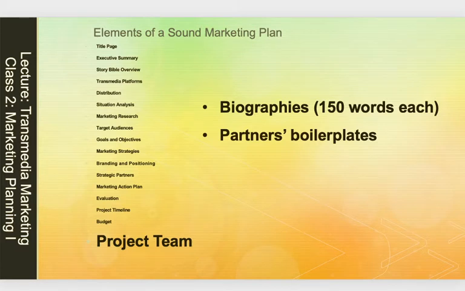And lastly is the project team. This is a critical section because it underscores your project creator's expertise and the project's pedigree. So you want to cite other similar or successful projects and relevant experience of the key project personnel and partners. That includes biographies, which are around 150 words each. For example, you could take what we collected from you guys for the new SGS website and then expand on that. And then the second one is partners' boilerplates.